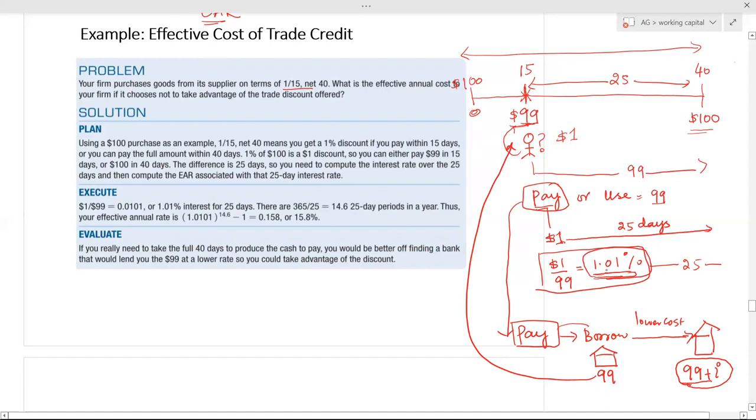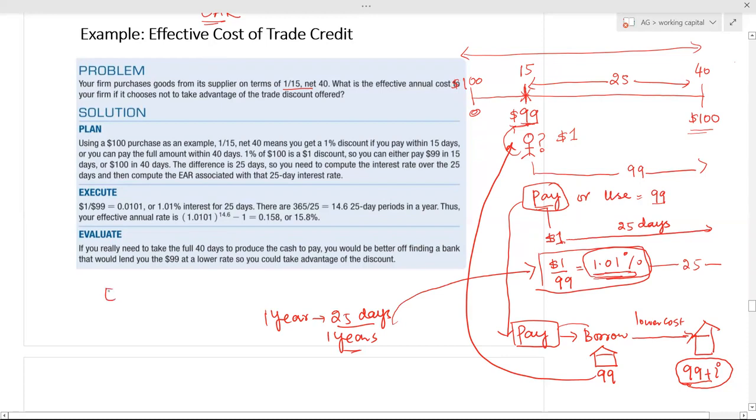But banks do not give you a loan for 25 days. This is not a normal practice. They give you a loan for 1 year. That is why we have to convert this return into a yearly return. So this is what we have done here. How can we do that?